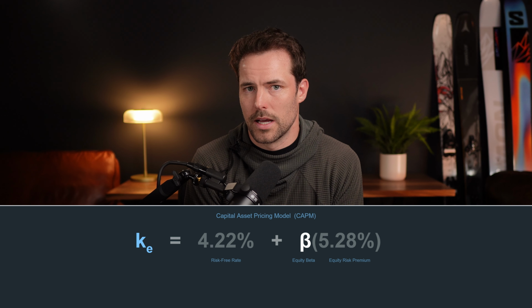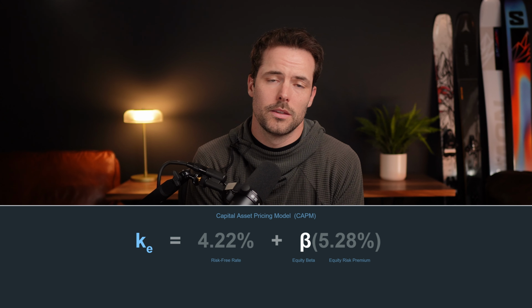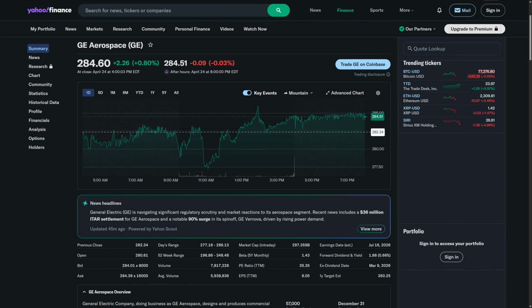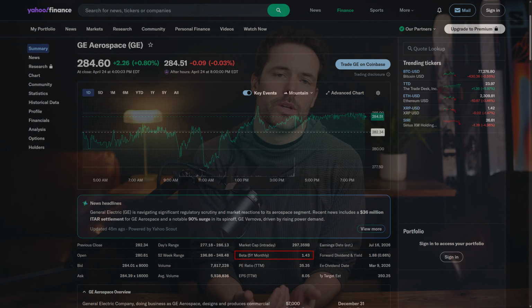To calculate beta, we'd have to dive into regression math. It's a figure determined statistically using historical return data. But the good news for us is if we're a public company, in many cases this has been calculated for us. For instance, if we look at General Electric stock on Yahoo Finance, we can see they provide the historical 5-year monthly beta of 1.43.